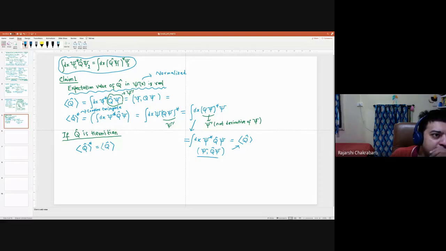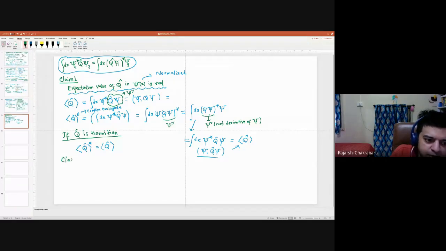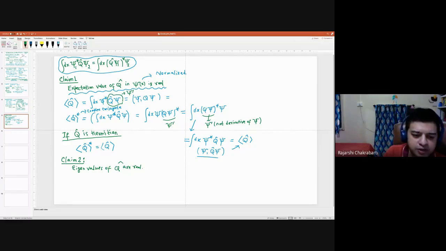And what is claim 2? So the claim 2 I'm going to write, and you will like it because you have been hearing claim 2 in all the other courses in quantum mechanics. But I don't think, if you are not from physics, it is done properly. Claim 2 is: now the eigenvalues of Q are real. This is what you have been hearing, isn't it? Because Q is Hermitian, remember, the eigenvalue of a Hermitian operator is real.